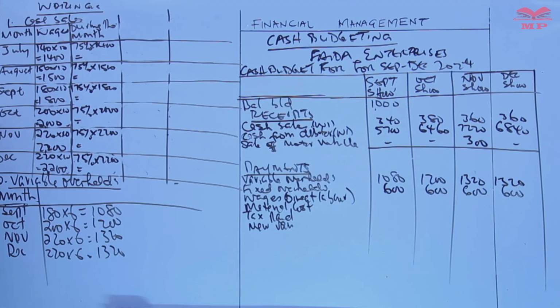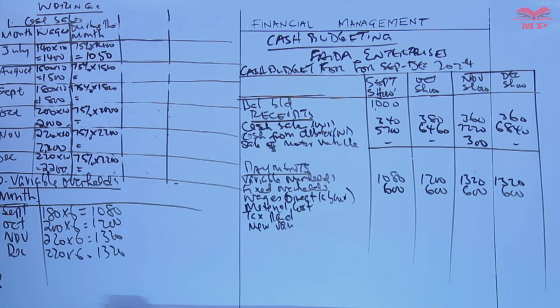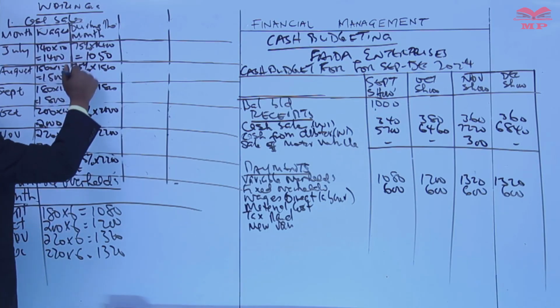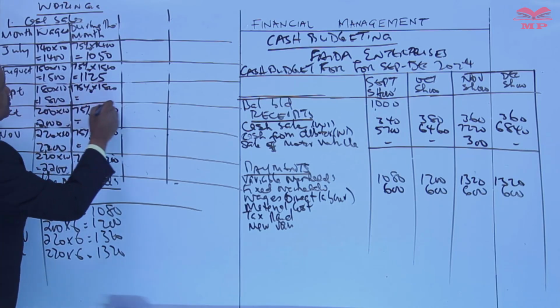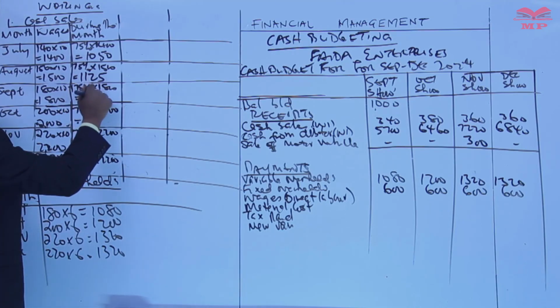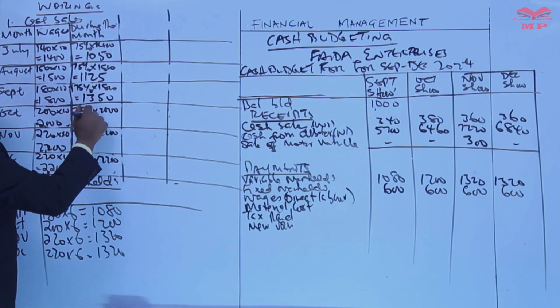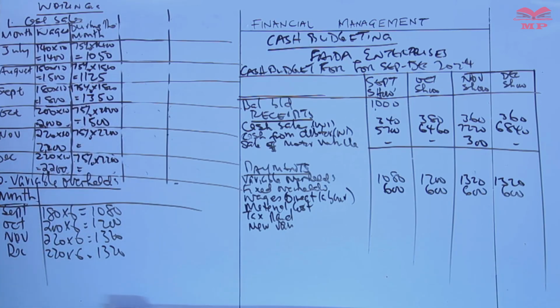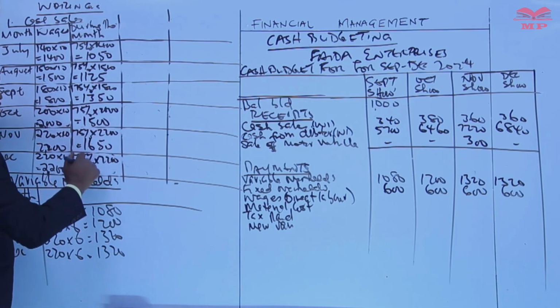So Gilbert says it's 1050. This is 1050. August, 1125. September, 1350. October, 1500. November, 1650. December, 1650.